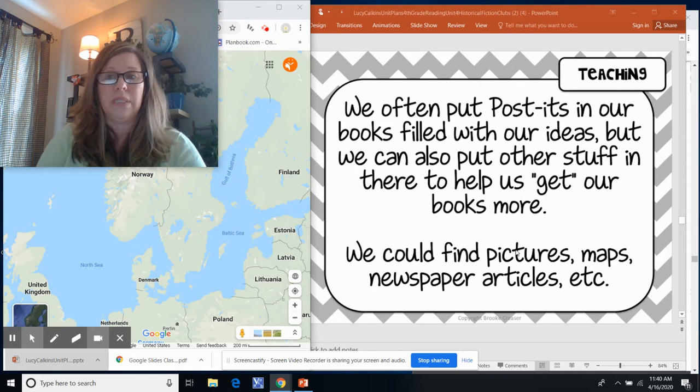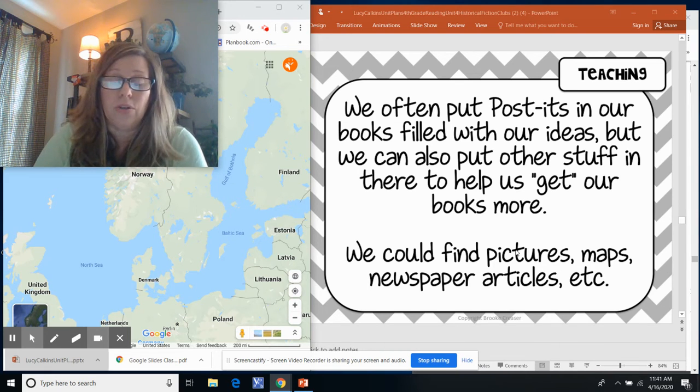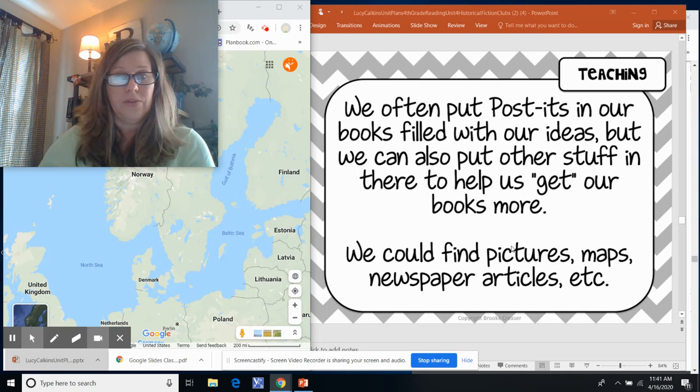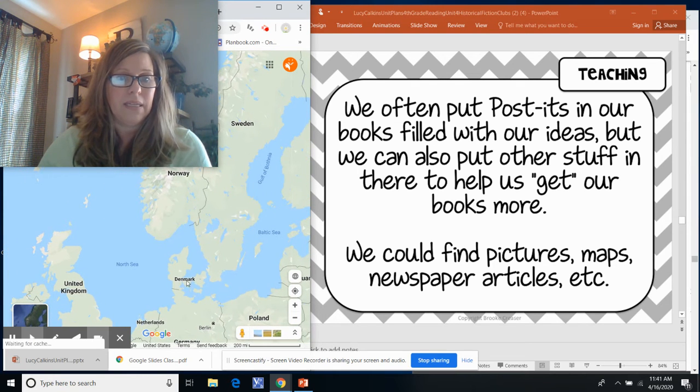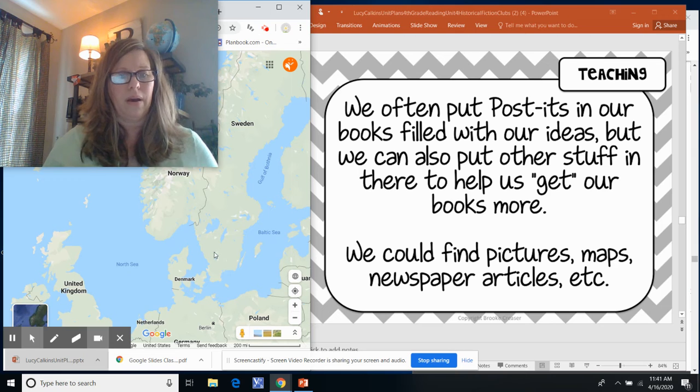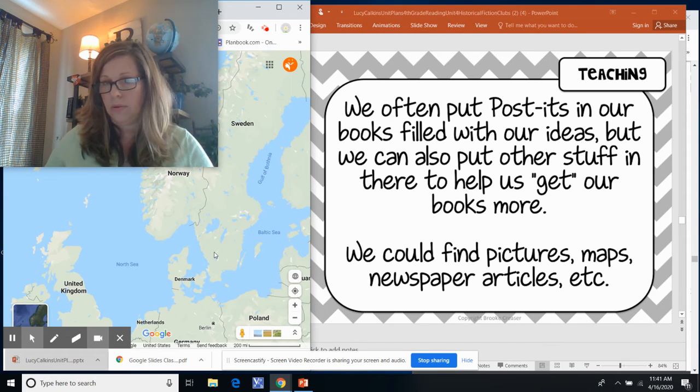We often put Post-its in our books filled with our ideas, but we can also put other stuff in there to help us get more out of our books. We could find pictures and maps and newspaper articles, etc. So you'll notice that I keep this map over here so that you have a sense of where Denmark is and where Sweden is, right there, Denmark and Sweden, for a better understanding of where this is taking place in the world.